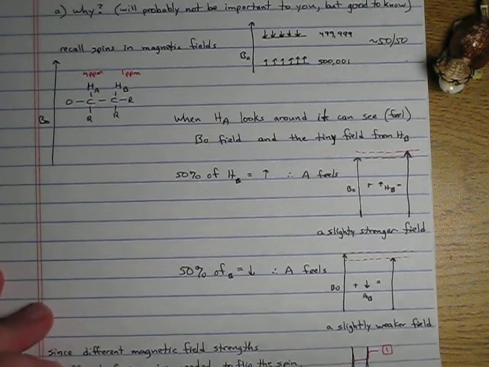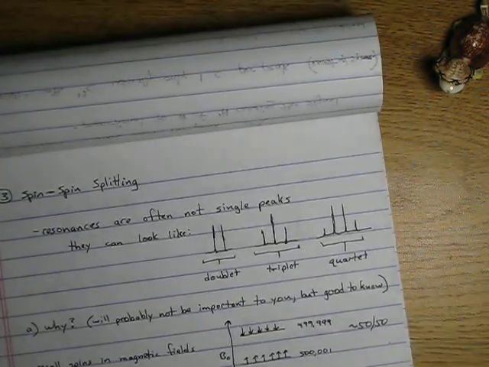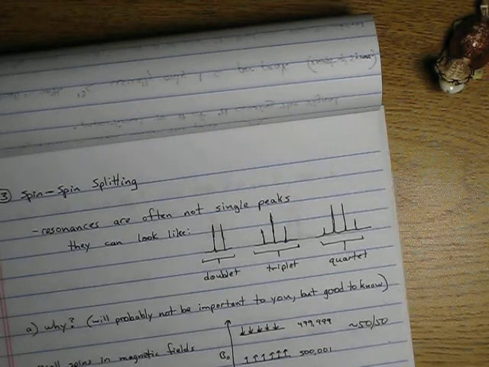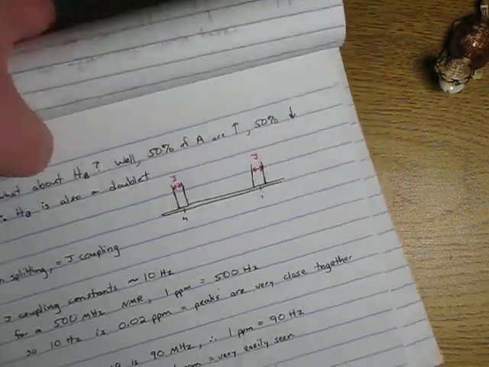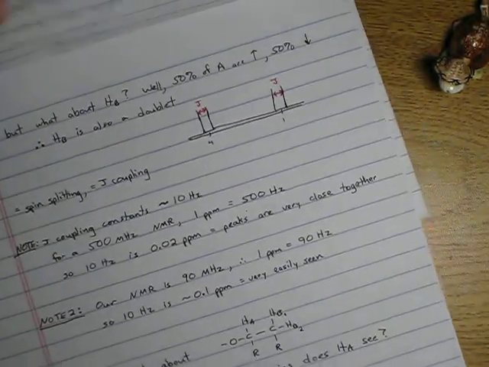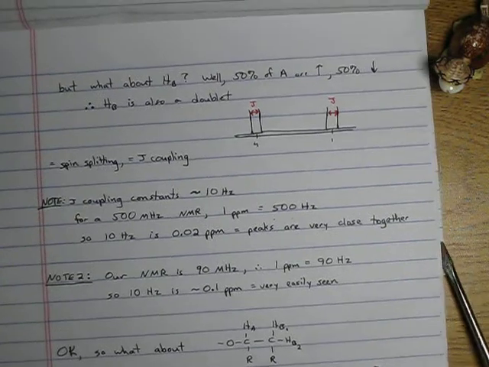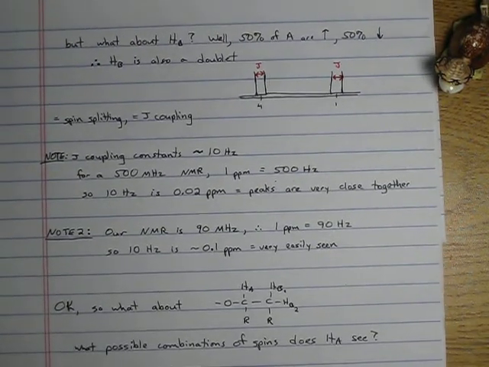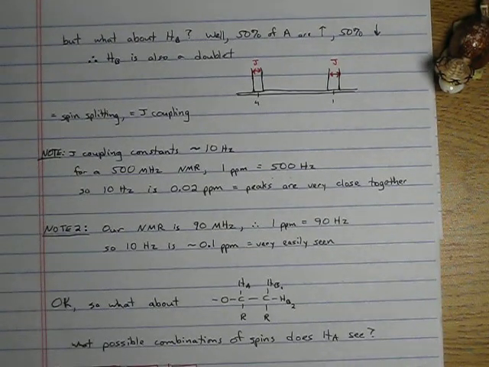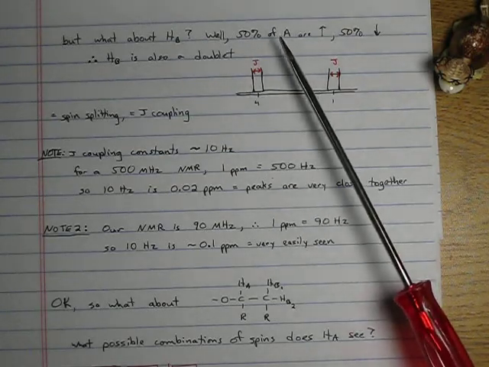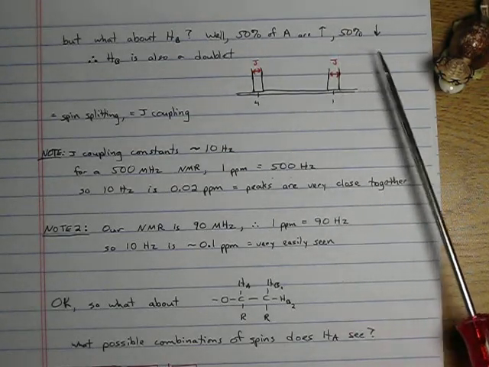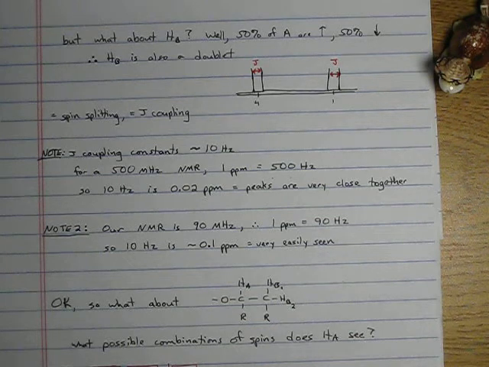Okay, but what about HB? What does HB see as it's looking around? How does HA affect the magnetic fields of HB? Well, HA affects magnetic fields of HB the exact same way HB did when HB affected HA. When HB looks around, it notes 50% of HA are spin up, 50% of HA are spin down. Therefore, HB is also a doublet.